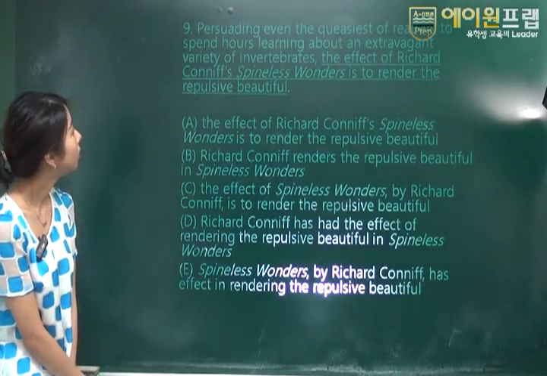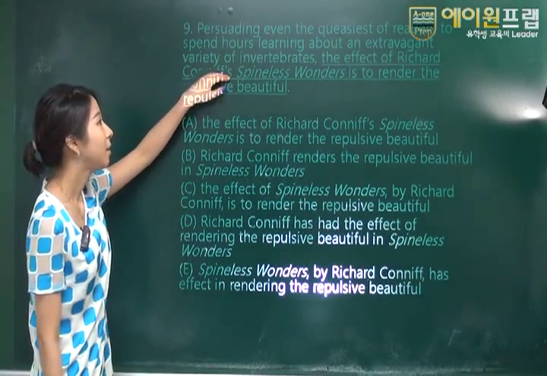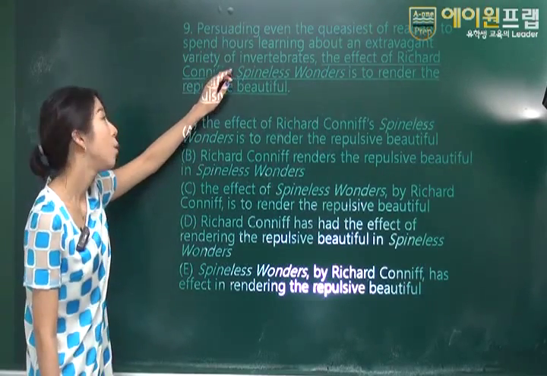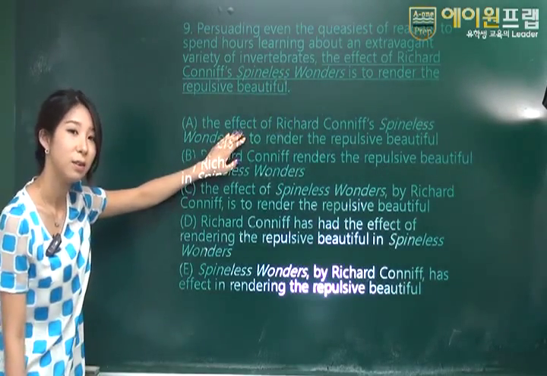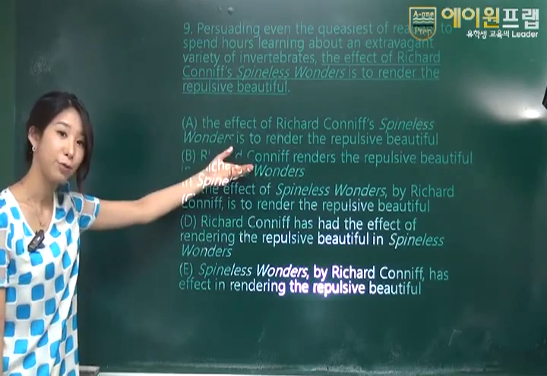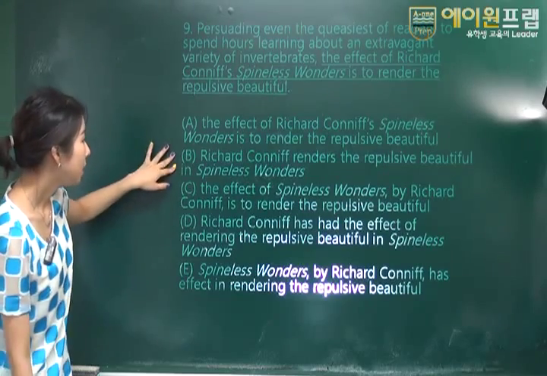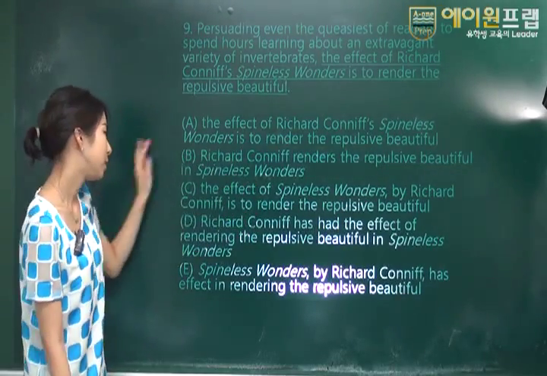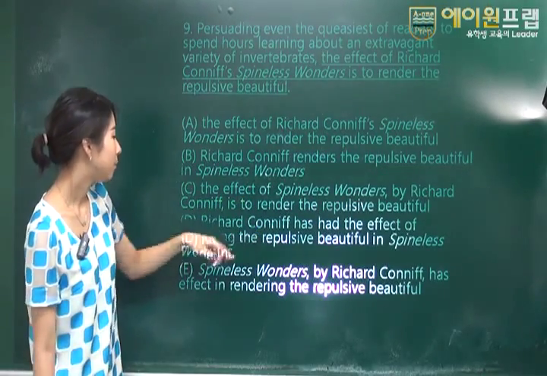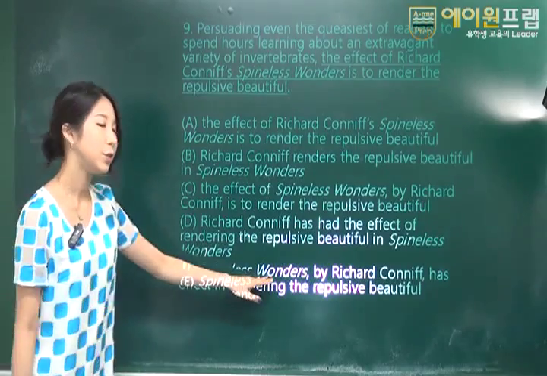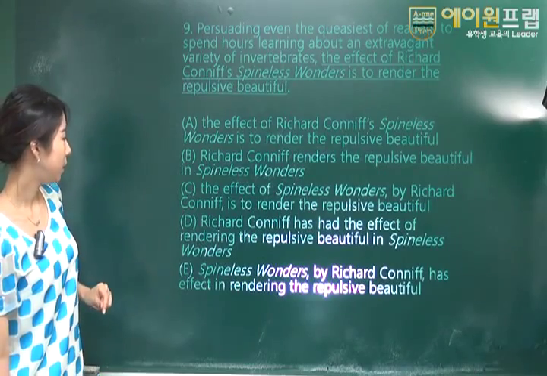So, persuading. So who's persuading? It's either this guy, Richard Conniff, is persuading the readers, or the book is persuading the readers. So definitely not the effect, right? Effect is abstract. It can't persuade the readers. So A is out, and B, yeah, Richard Conniff can persuade readers, so let's keep it. C, the effect, again, out, and D, Richard Conniff, keep, and Spineless Wonders, keep. So let's look at B, D, and E, right?